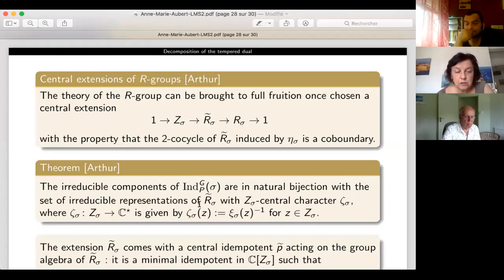And then the interest of this is that we can describe the irreducible components. So, sorry, at some point I changed my notation. This sigma should be omega, so it's a discrete series representation of a Levi M. And when you induce it, you can describe the irreducible components of this parabolically induced representation. And they are in natural bijection with the set of irreducible representations of this extended R group, R tilde sigma.